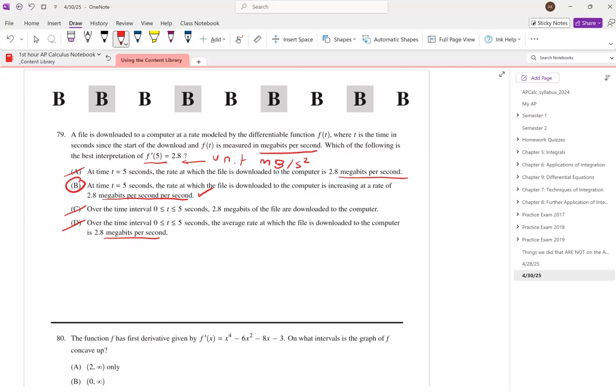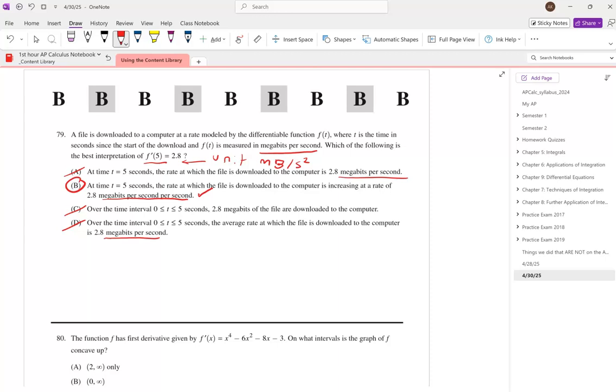But again, I'm not trying to write out what this would mean in words. I'm just going to be like, what does the correct answer have to have? Well, this has to be the unit. Let's eliminate everything that has the wrong unit, because it doesn't take anything to do that. All I have to do is read.